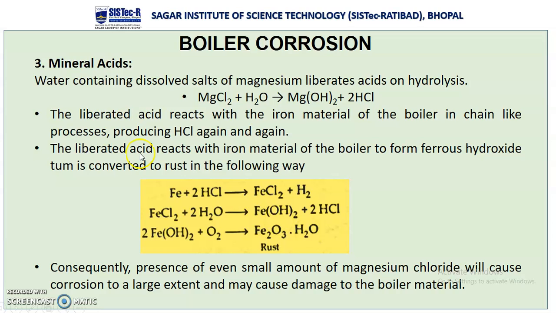Here we can see magnesium chloride present in water forms magnesium hydroxide and HCl. This liberated hydrochloric acid reacts with the iron material of the boiler in a chain-like process, producing HCl again and again. The liberated acid reacts with the iron material of the boiler to form ferrous hydroxide. Ferrous hydroxide turns into rust in the following way. When ferrous hydroxide reacts with oxygen, it forms rust.